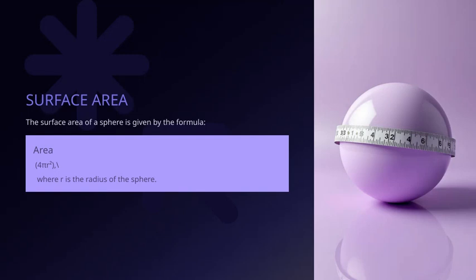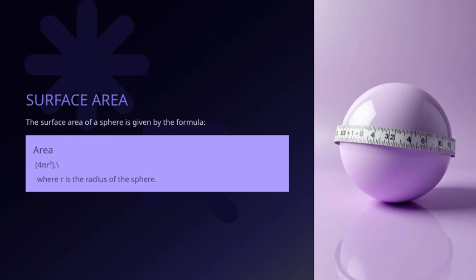Let's talk about the surface area of a sphere. The key formula to remember here is that the surface area, which is essentially the total area covered by the outer surface of the sphere, is given by 4 times pi times r squared. Now, r represents the radius of the sphere, which is the distance from the center to any point on the surface. This formula is important because it helps us understand how the size of the sphere's surface changes as the radius increases. As you can see, the surface area grows proportionally to the square of the radius.